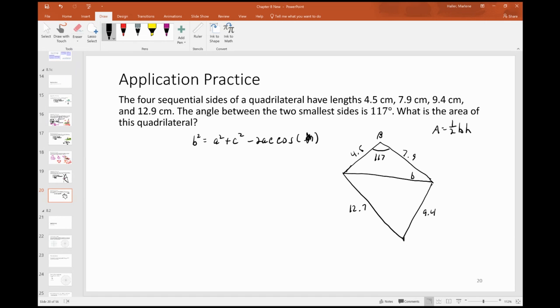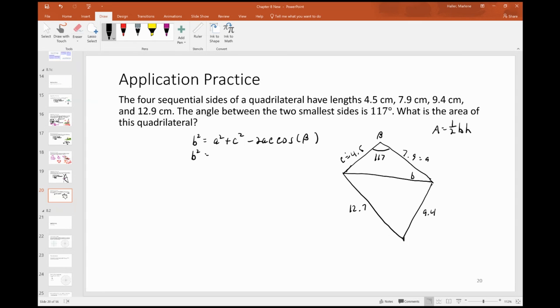Oh no, I'm losing my eraser again. Oh my goodness. There, got it. Beta. Okay, let's put our values in. So b squared, we'll say 4.5. No, we'll say this is our A, and this is our C. Oops, did it again. Now I gotta erase.